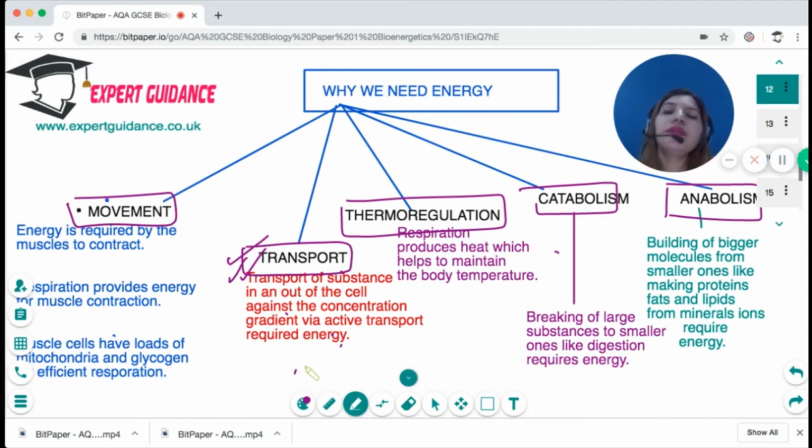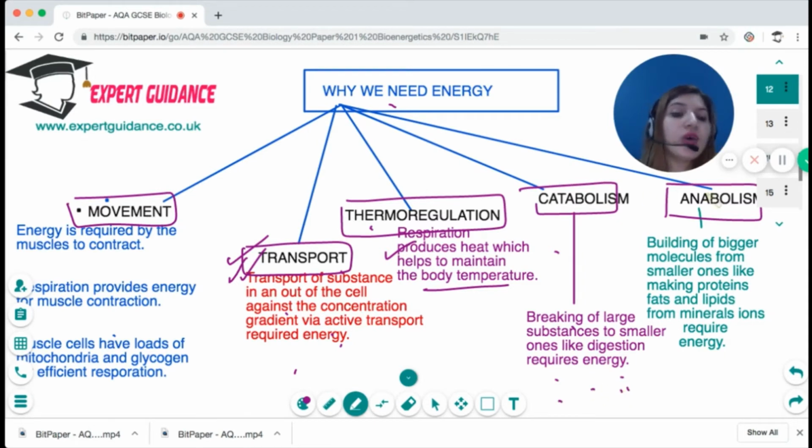Now, if you remember, respiration produces heat. So if we need to maintain a higher body temperature, the respiration rate has to increase. So thermoregulation, that is, respiration produces heat to maintain the body temperature. We need energy for digestion. We need energy to break down carbohydrates into sugars, proteins into amino acids, fats into fatty acids and cholesterol.